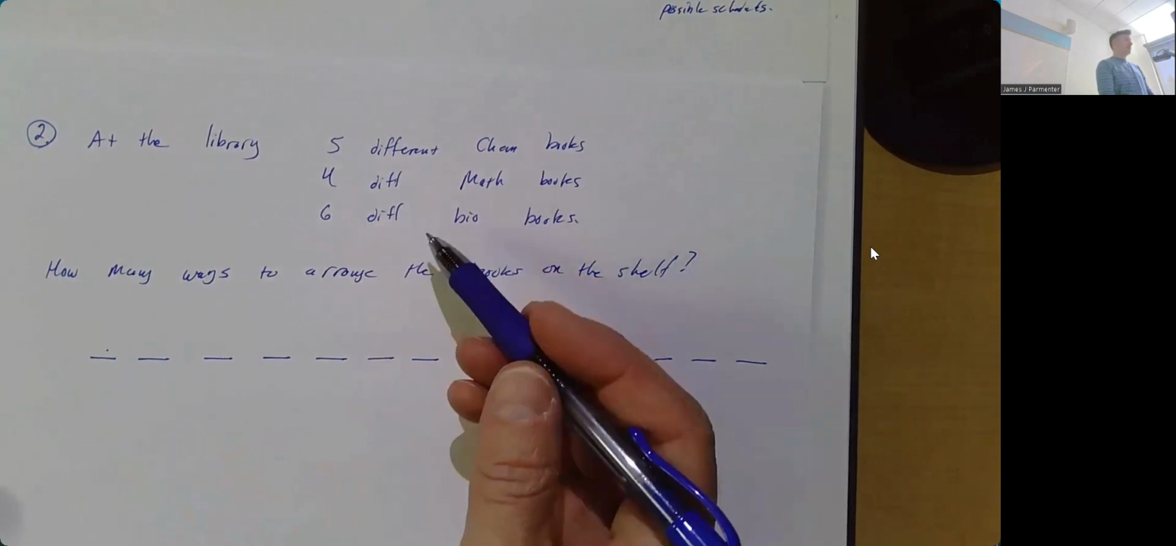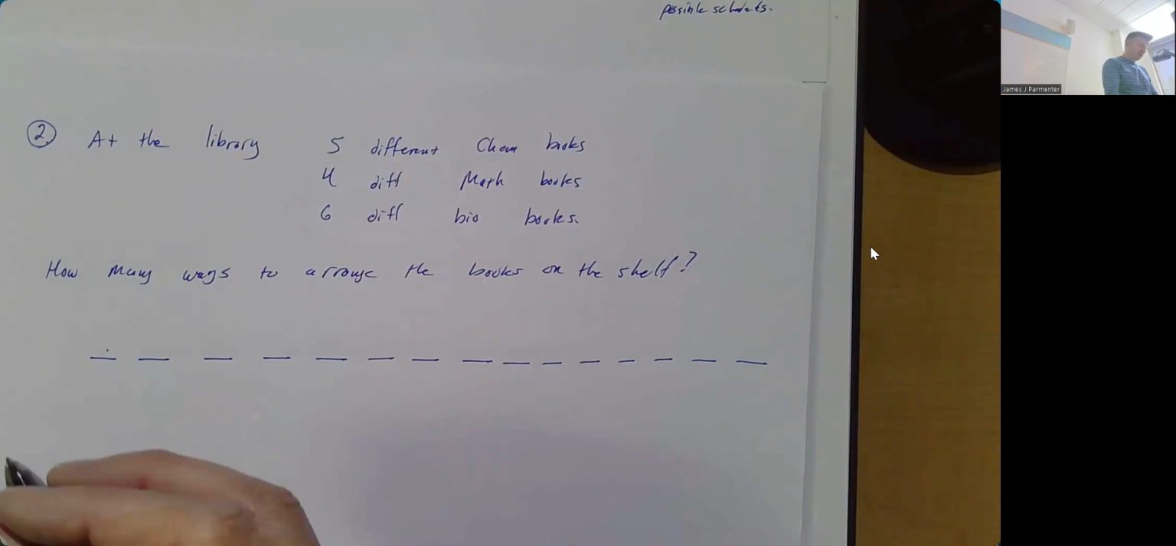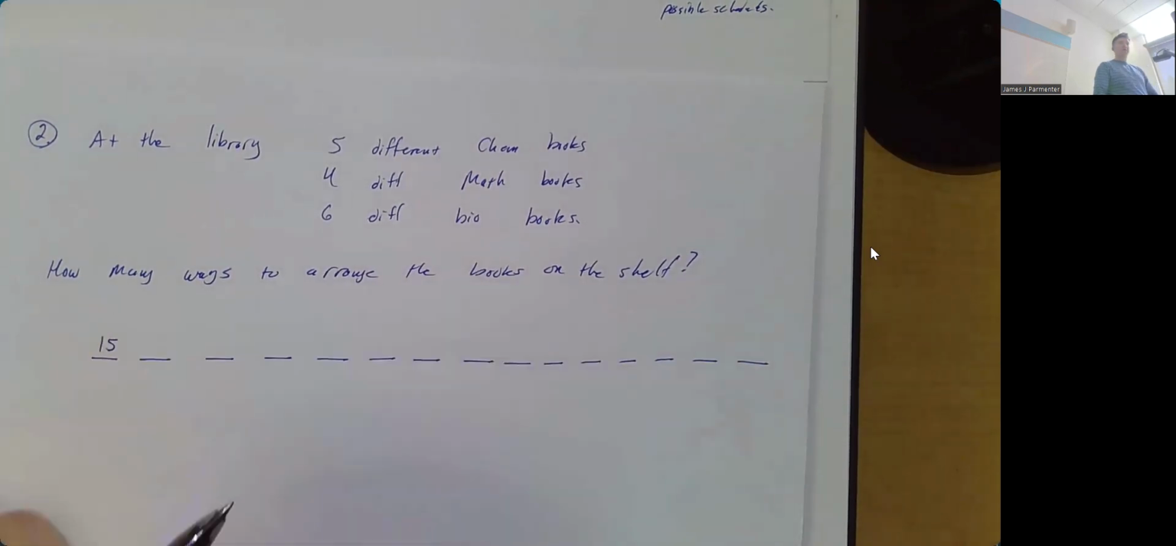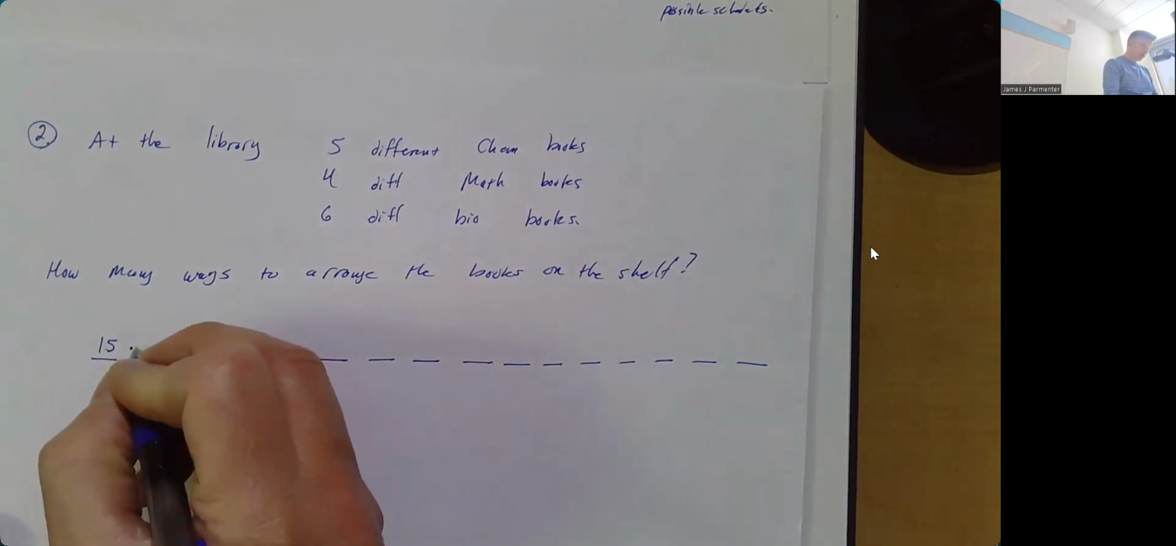Well, there's 15 books to choose from. I haven't placed any of them yet, so I have 15 choices I can make. There are 15 different books I can put there. But then I've put one of the books down. So in the next spot, I have fewer choices. I have only 14 books to choose from.